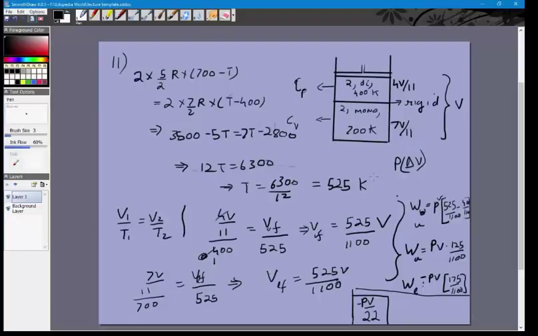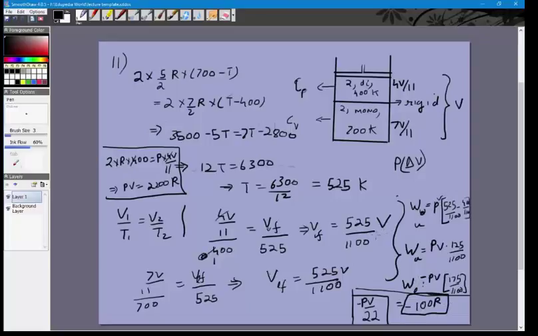Now we can just calculate the value of PV by using any initial condition. Initially for the upper part, 2N into R into 400 is equal to P into 4V by 11. 4 and 4 cancel. So what we get is PV is equal to 1100 into 2, that is 2200 R. So minus PV by 22 is equal to minus 100 R.